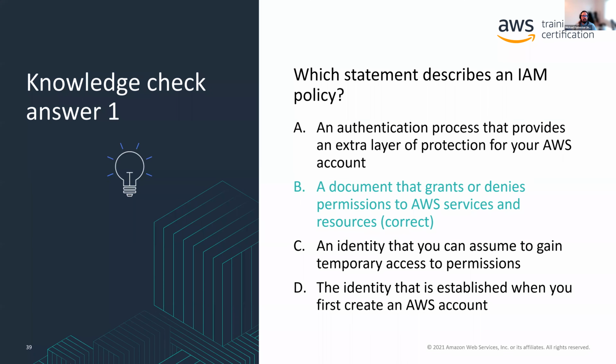The first one, an authentication process that provides you an extra layer of protection for your AWS account, that's probably two-factor that they're referring to. C is an identity that you can assume to gain temporary access to permissions. That's a role, an IAM role. And then the identity that is established when you first create an account is called the root user. Nothing to do with IAM.